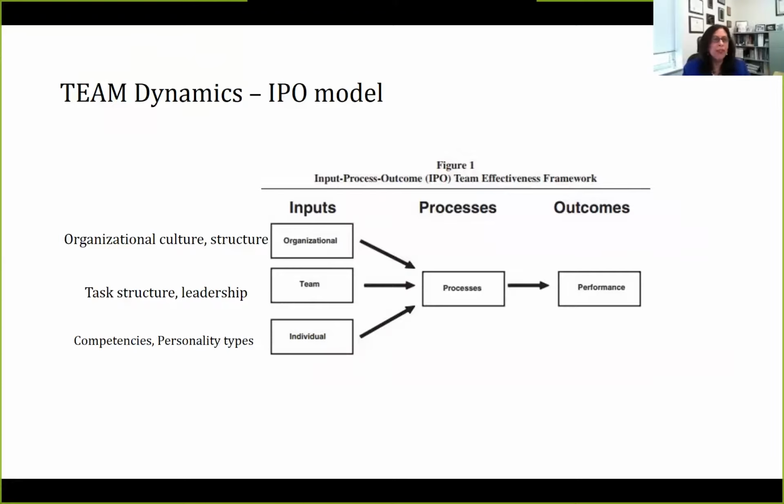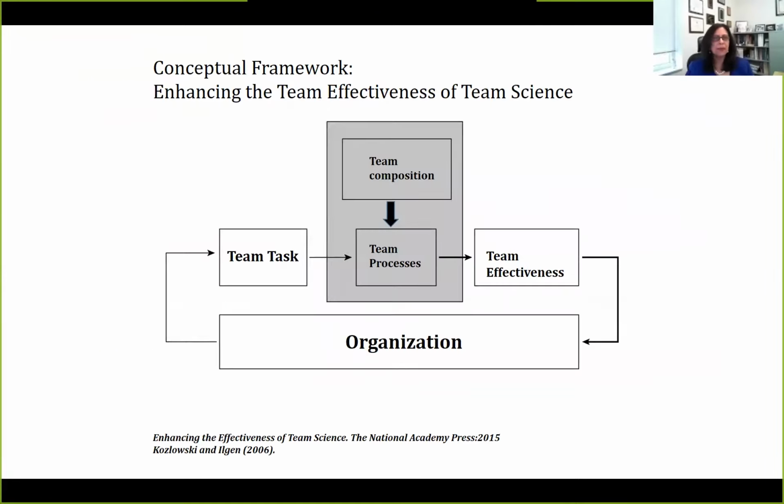Those things will definitely influence the task, the complexity of the task, how much interdependency is needed in team science, and how it is structured. The leadership will probably add another layer, and then the culture and the structure, as I showed earlier. Those are all the influencers which can affect team science. So this is the conceptual framework, and that was actually published by the National Academy Press in Enhancing the Effectiveness of Team Science.